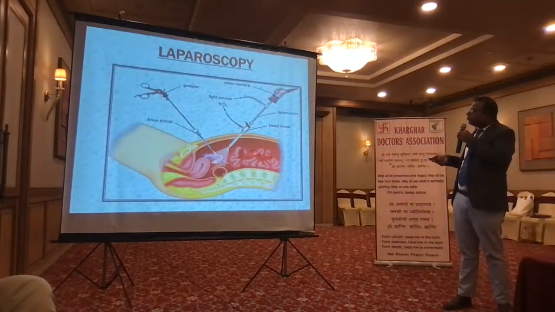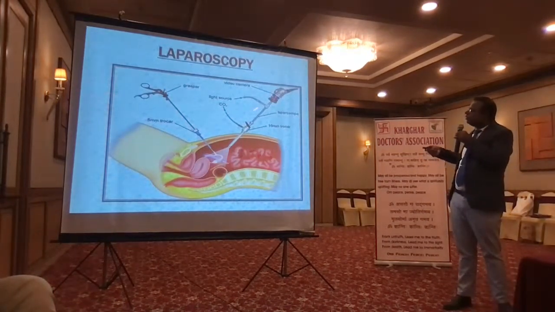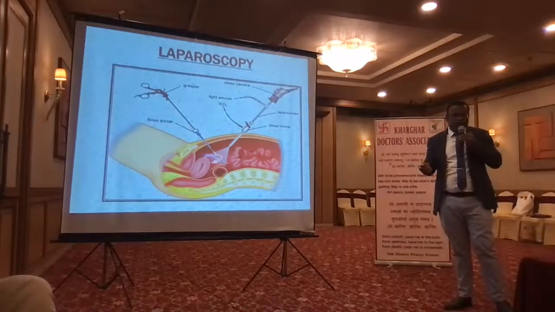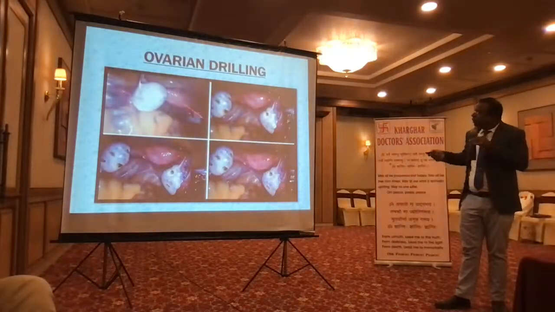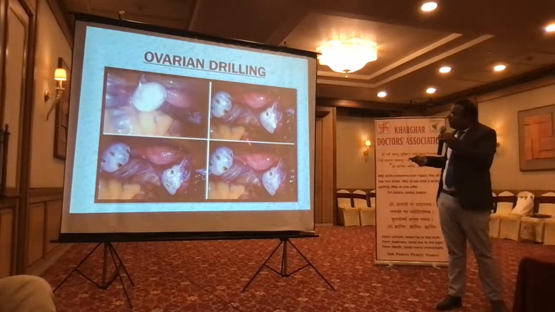So this is how the laparoscopy is done. As we all know, the telescope is put inside the abdomen, and then we put another instrument and we can manipulate and treat the conditions inside the abdominal cavity. So this is an ovarian drilling picture.